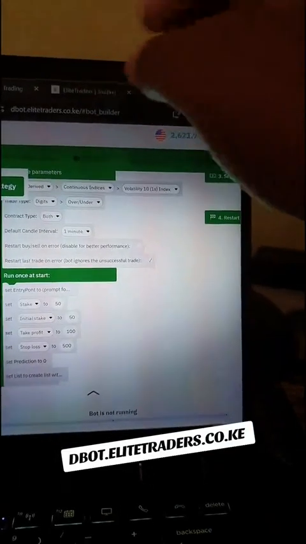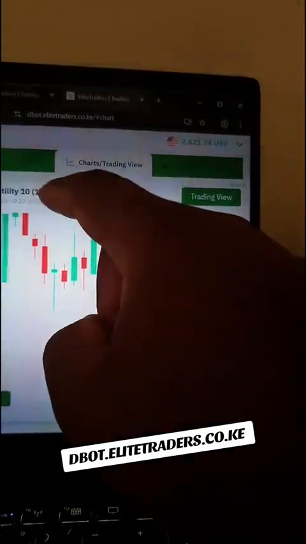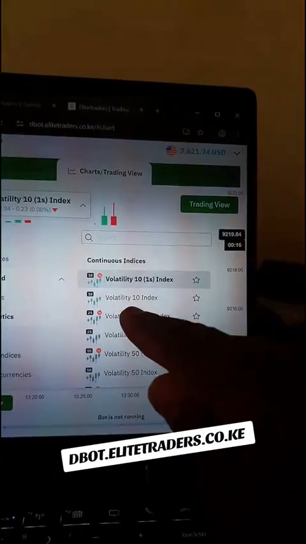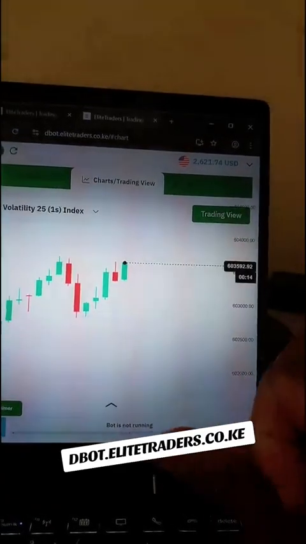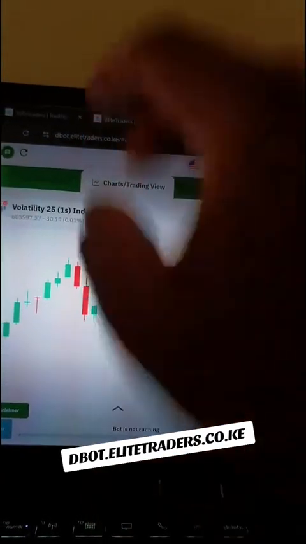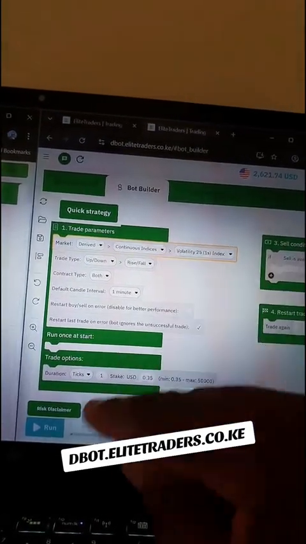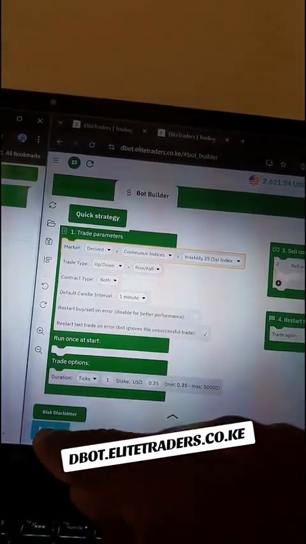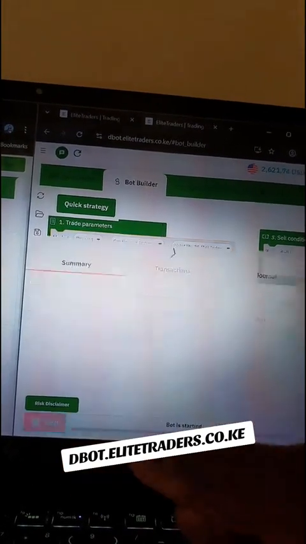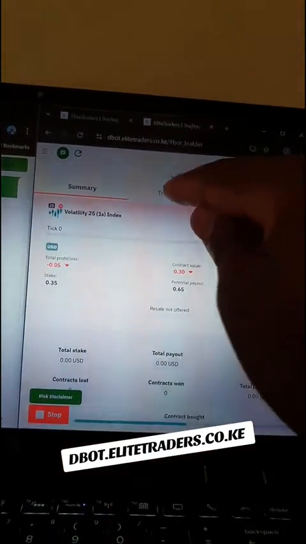You can also confirm the market using the candles. So just set that is over 25 1s, and the market should be on the rise. So you can actually confirm the market is on the rise. So come on this other side, set volatility 25 1s, then just click run.